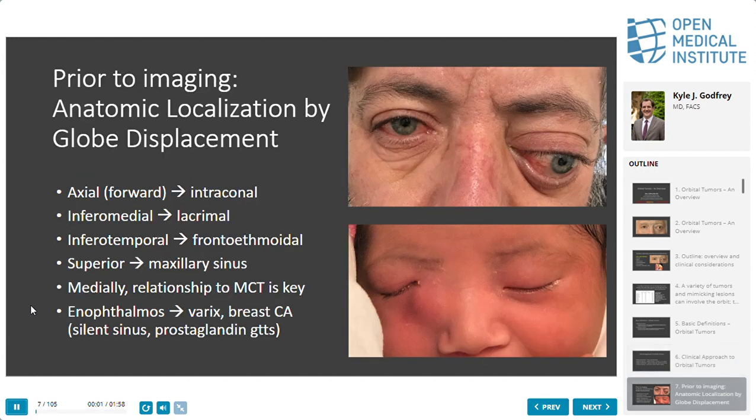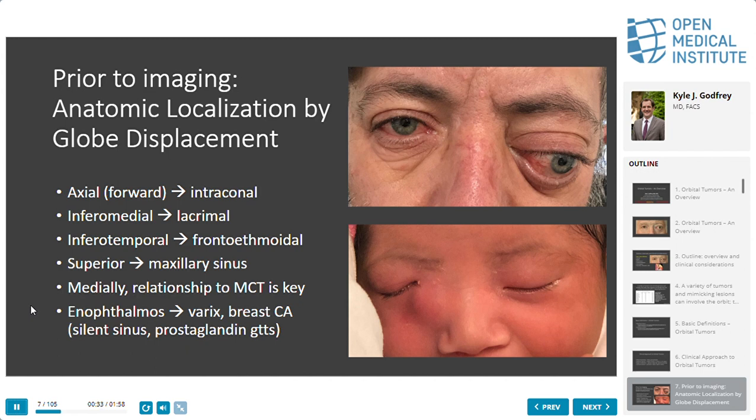Prior to anything, when that patient shows up in your clinic, there's actually a lot you can get from the exam even before you do any imaging. And I think it's important to have that pre-test probability in your mind before you order any studies. When a patient shows up in your clinic like this, the position of the eye can give you a lot of information on where the tumor may be coming from. Tumors that are pushing the eye forward are most often going to be within the muscle cone, presenting with axial proptosis, or tumors pushing the eye straight forward.